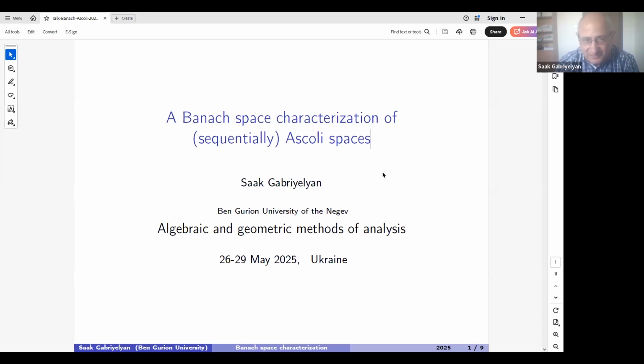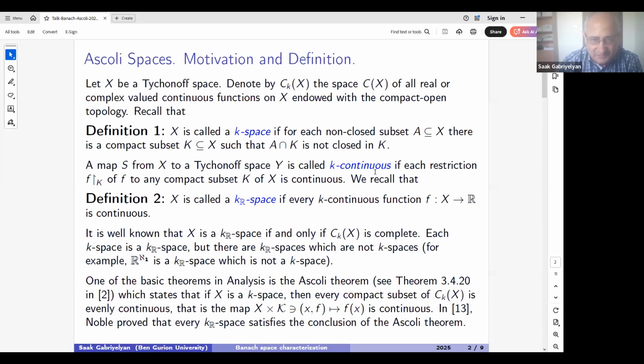My talk is called A Banach Space Characterization of Sequentially Ascoli Spaces. This is about my recent article published in Topology and its Applications, and I would like to start from some basic definitions and motivations of those notions.